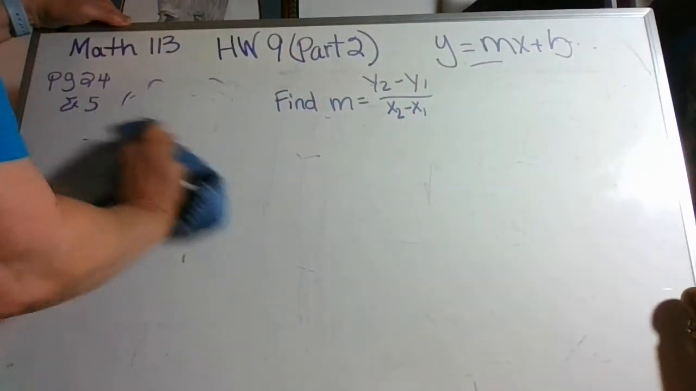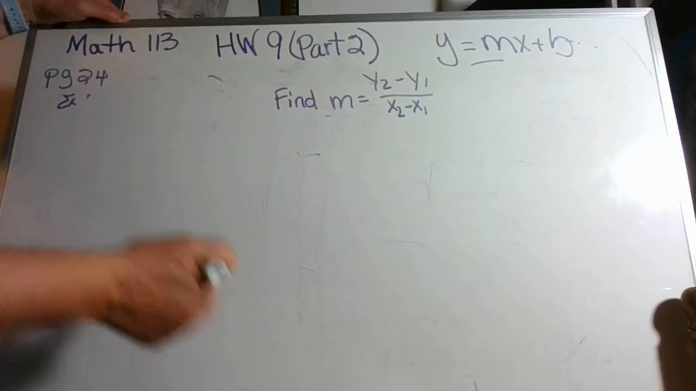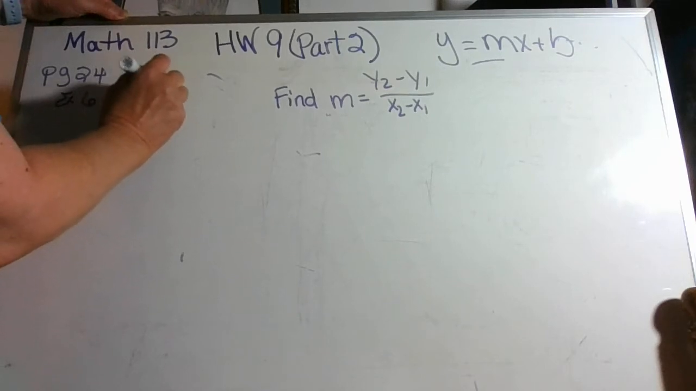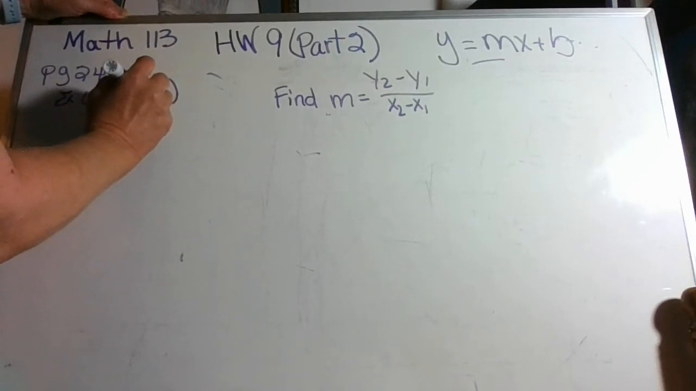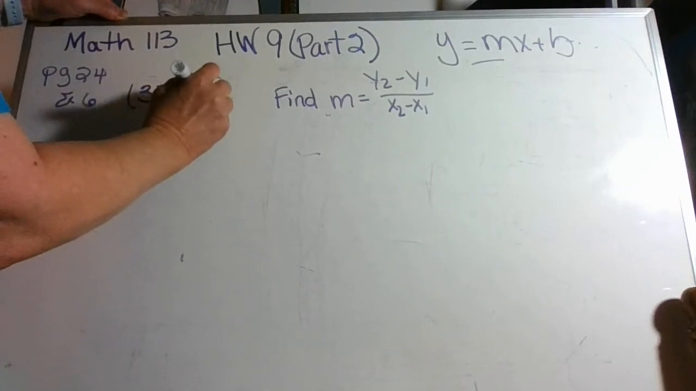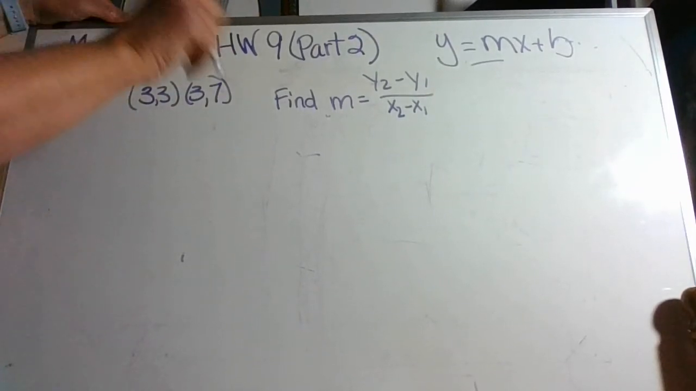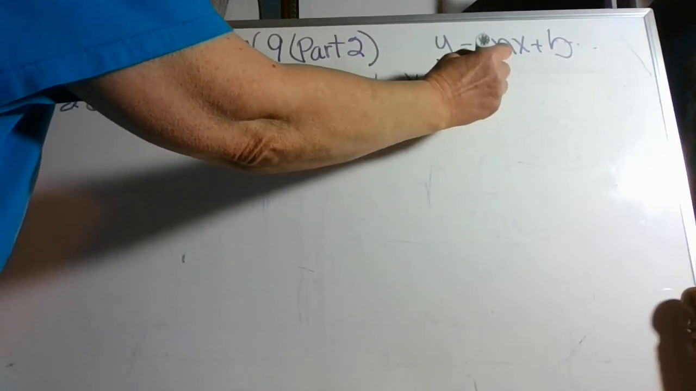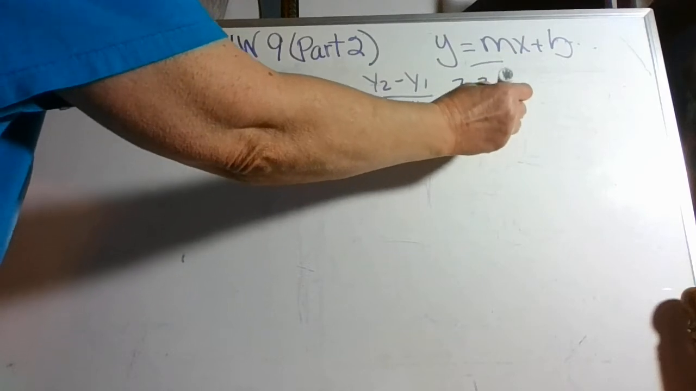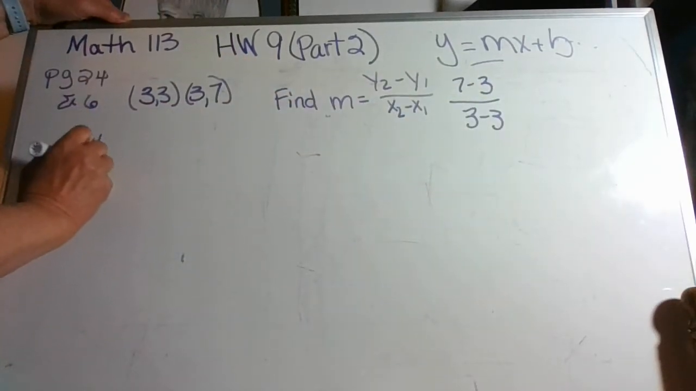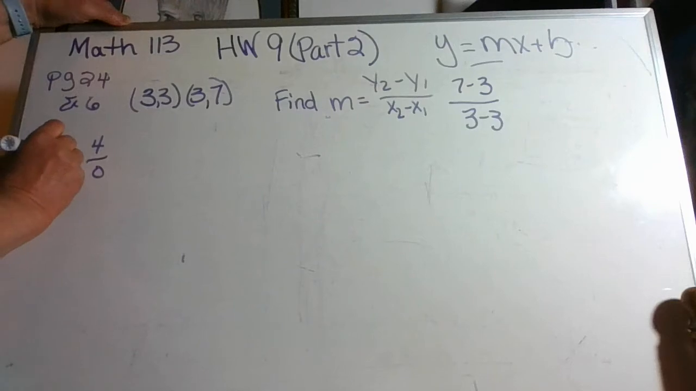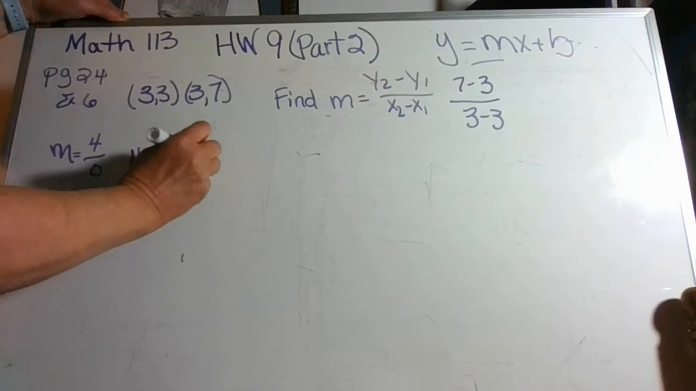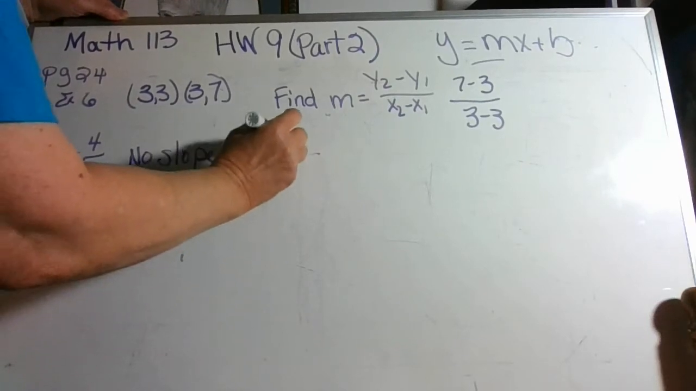Okay, let's see what our next point is for 6. Example 6 is (3, 3) and (3, 7). When I find my slope, I have 7 subtract 3 over 3 subtract 3. So I end up with the slope being 4 over 0, which means there's no slope, which means it's a vertical line.